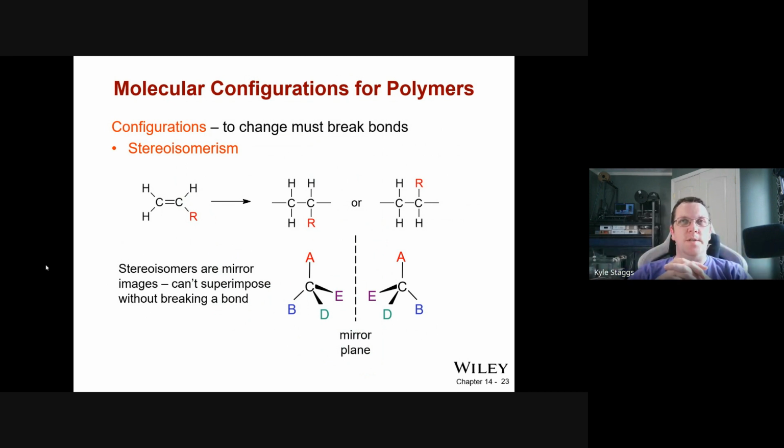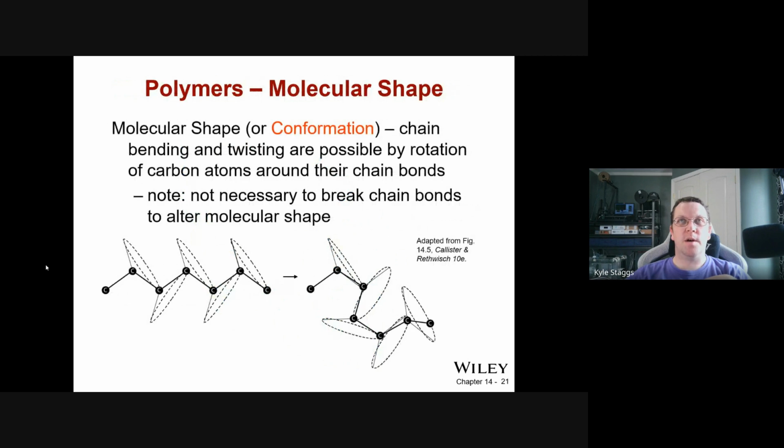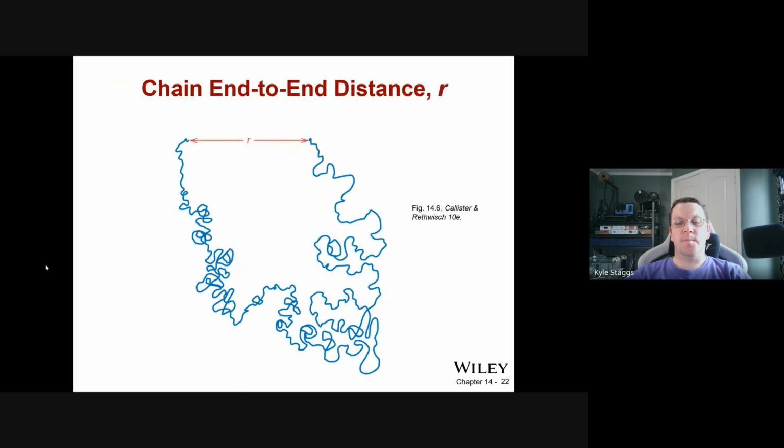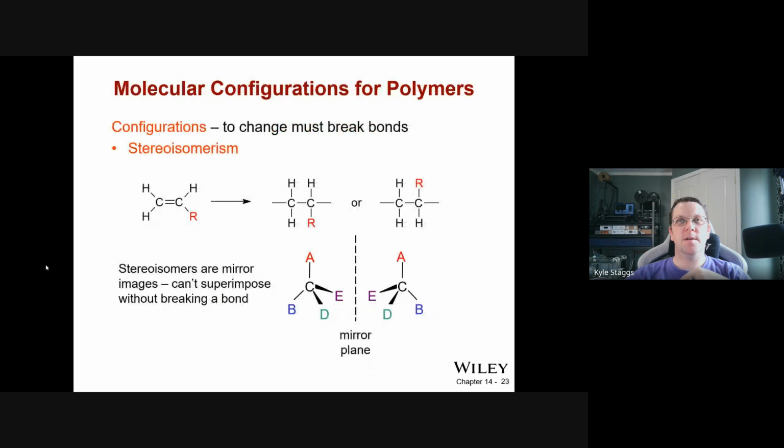Other configurations mean you have to break bonds. So conformations, really important distinction. Conformations, 100% guarantee some of you will get this wrong on the test. Conformations are these bending, twisting arrangements. So these are available states for the molecule to be in. Literal positions for the molecule to be in.